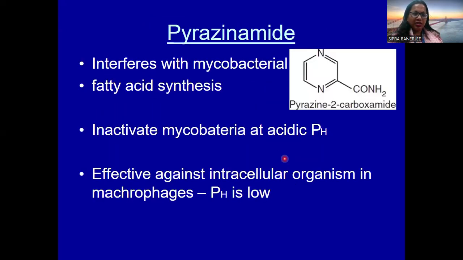Now pyrazinamide, another category of drug. Pyrazine 2-carboxamide. This contains a 2-nitrogen heterocyclic moiety, known as pyrazine, and at the 2-position a carboxamide, CONH2, is there. That interferes with mycobacterial fatty acid synthesis for the cell wall. They are active at acidic pH, and the pH of the mycobacterium is lowered. Okay, and it is effective against intracellular organisms in macrophages.